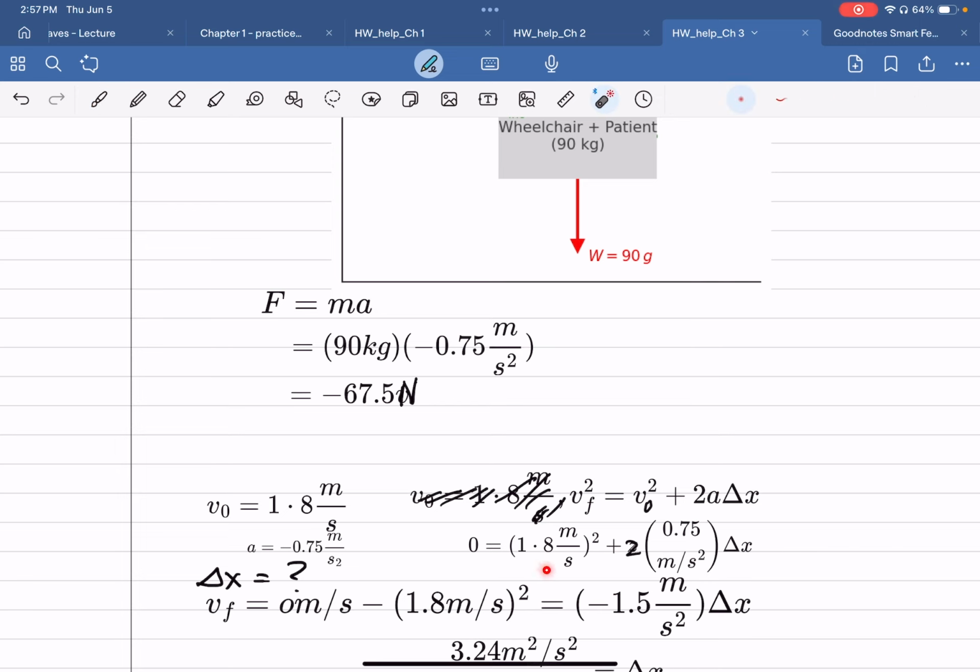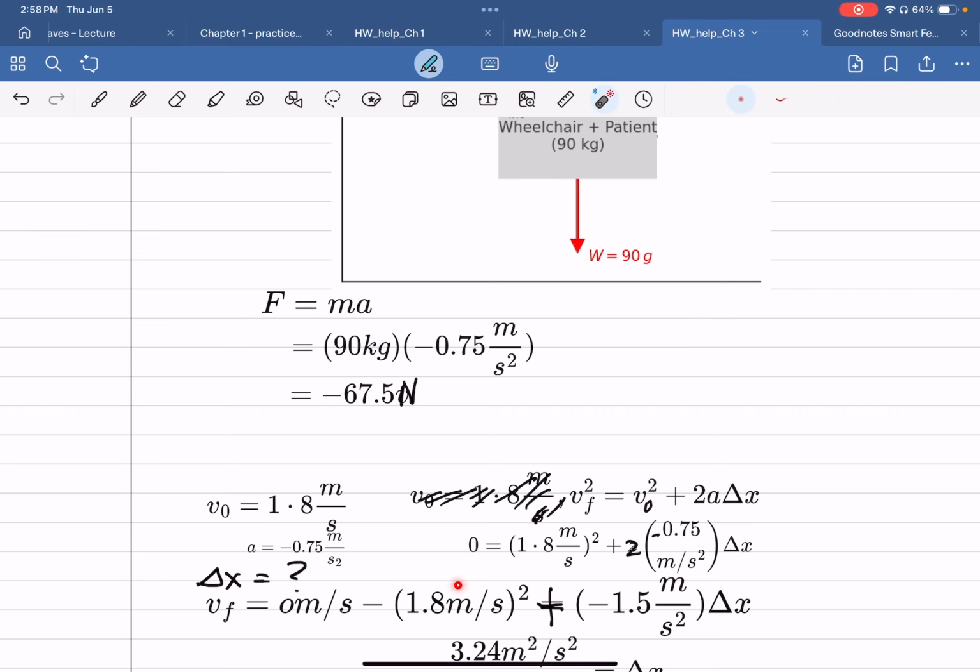So put that there, plus 2 times negative. So that should be negative 0.75 times delta x. So when you take these two, remember this is one term. So 2 times negative 0.75 is negative 1.5. So that's one term. And then this should be a plus here. So plus, okay. And do not forget to square this term.